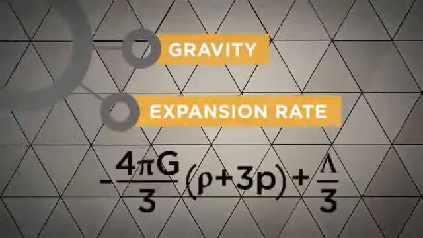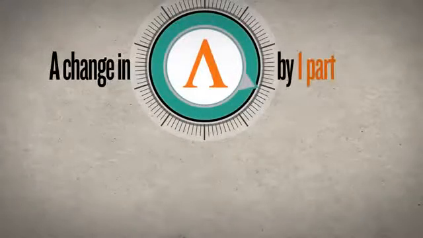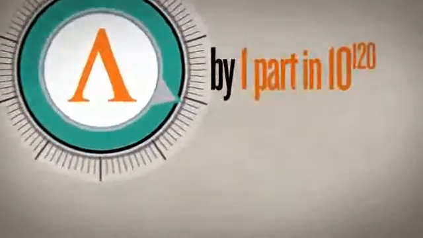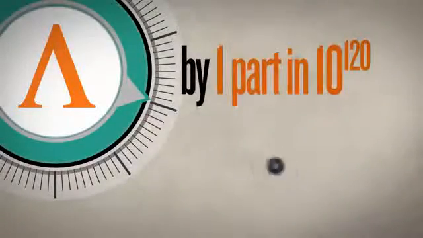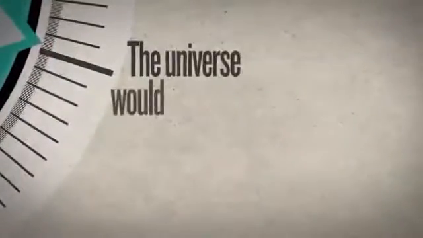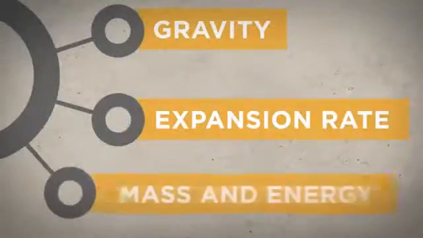Or consider the expansion rate of the universe. This is driven by the cosmological constant. A change in its value by a mere 1 part in 10 to the 120th parts would cause the universe to expand too rapidly or too slowly. In either case, the universe would, again, be life-prohibiting. Or another example of fine-tuning.